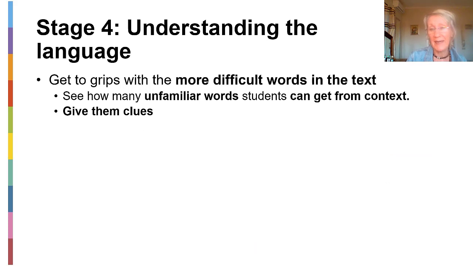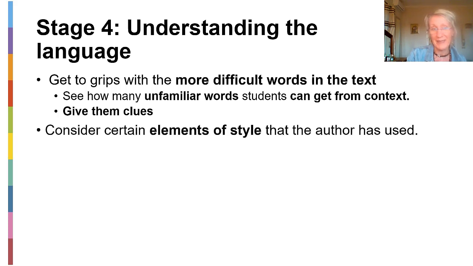Stage 4 is understanding the language of the extract. These are the more difficult words, and it's good for them to go that X+1 to increase their understanding and proficiency levels. See how many unfamiliar words they can get from the text. All right, and I'm sure they'll find all of them as well. Say, I want you to find 5 words that you don't know from the text. I don't think you're going to have to give them clues. I think they will find it.